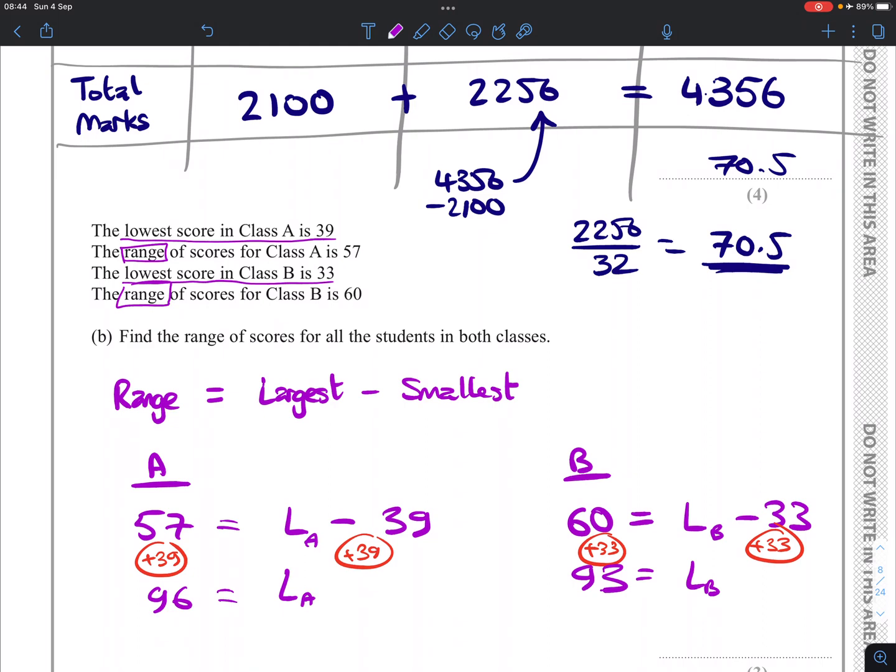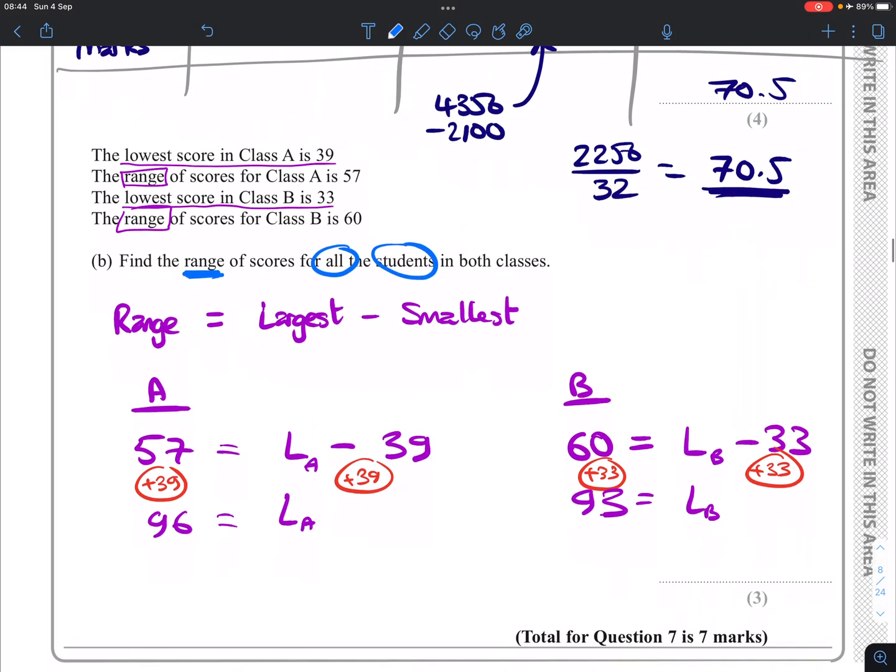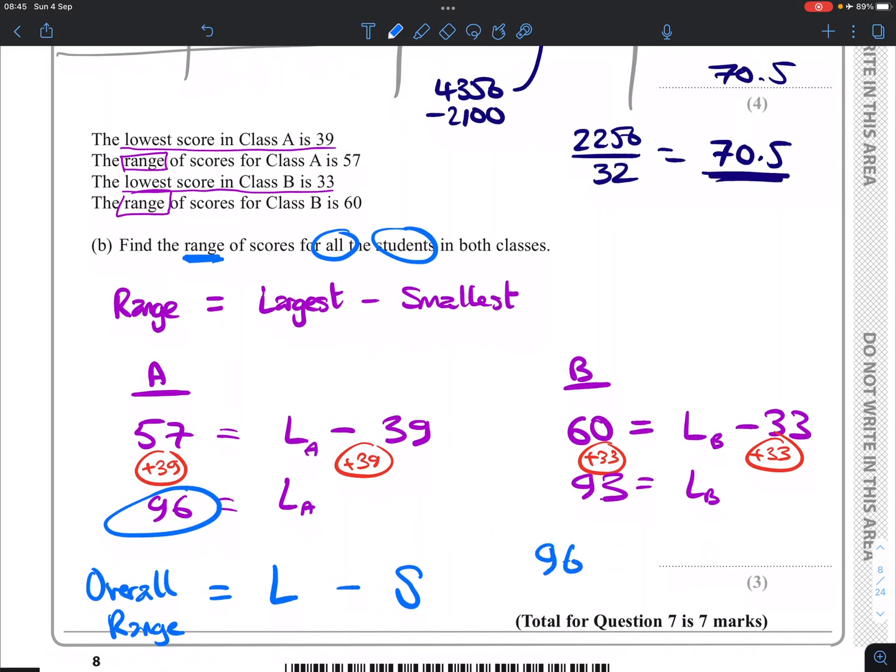Now, the question itself is asking us to calculate or find the range for all students. So if you think of this as an overall range, we're going to be looking for the absolute biggest. I'm just going to call that L, because this is the biggest in group A, this is the biggest in group B, and then we're looking to take away the smallest overall as well. So the biggest value overall, 96, is what we want here, and that was in Class A, and for the smallest overall, 33 is what we want there.